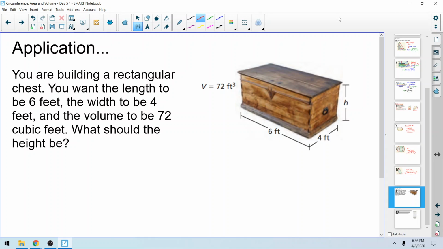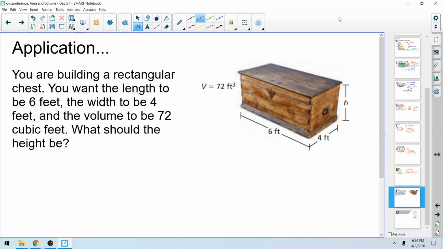Okay, everybody, 2 application problems and then we are done with day 5. So, you are building a rectangular chest. You want the length to be 6 feet, the width to be 4 feet, and the volume to be 72 cubic feet. What should the height be?